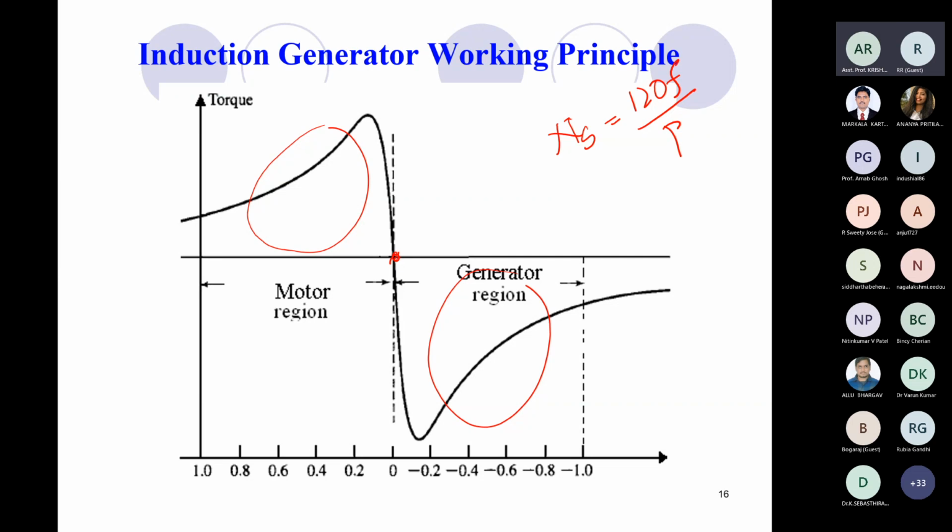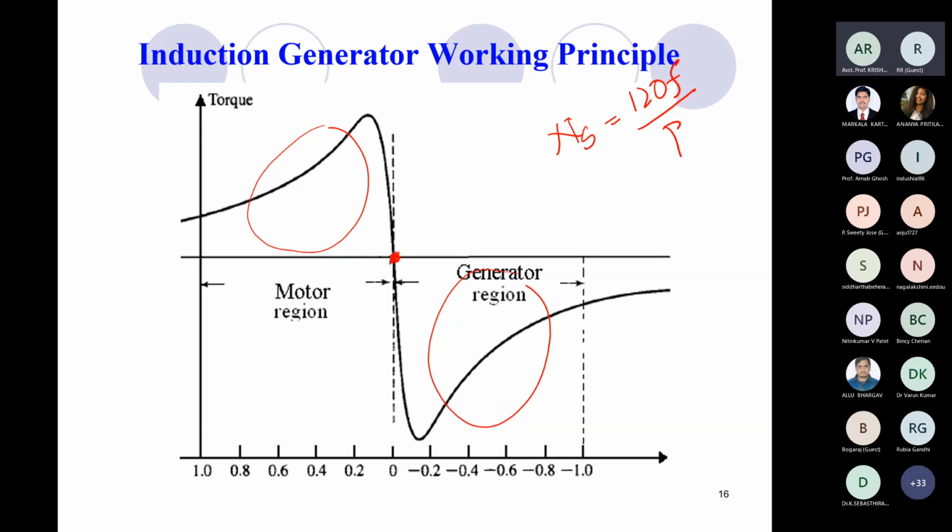Now supply frequency means when the machine is running in motoring mode of operation, we need to apply a three-phase supply. So we are considering a three-phase induction motor, so we need to apply a three-phase supply to the stator terminals, and a rotating magnetic field will be produced. The speed of that rotating magnetic field is the synchronous speed. Now the rotor will rotate with a speed slightly below synchronous speed.